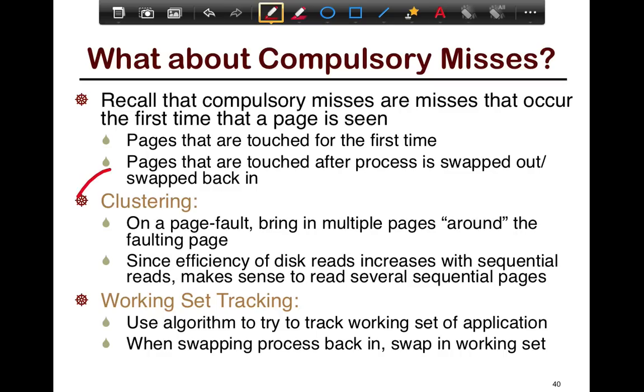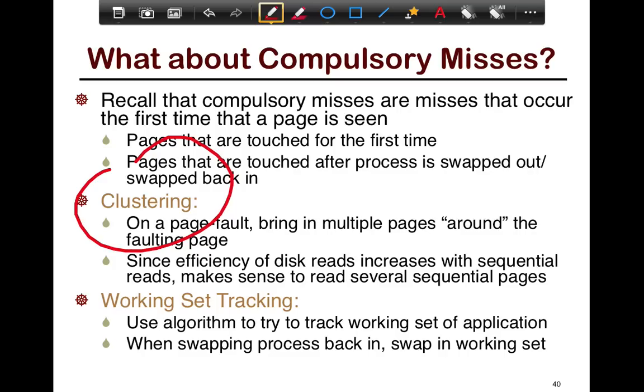One is you can do clustering, which is, on a page fault, you bring in multiple pages around the faulting page. In this case, the system's efficiency improves because you're bringing in pages that you think the application may want in the future, and it just so happens that those are the ones the application also wants.